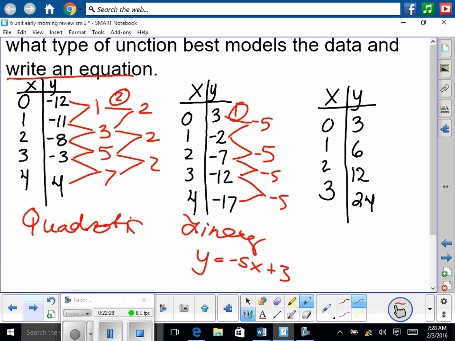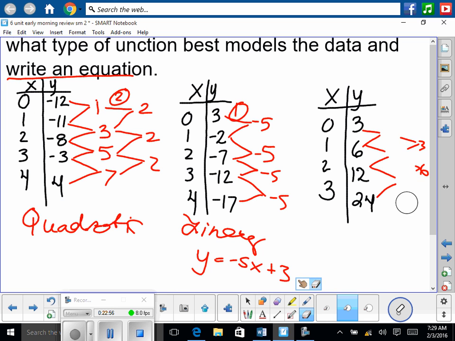And then with this one, if you take differences, okay, so I can just see that it's not linear. 6 minus 3 is 3, right? 12 minus 6 is 6, so we know it's not, and then let's do one more, 24 minus 12. So it's not linear, right? 6 minus 3 is 3, and then 12 minus 6 is 6. So it's not quadratic, right?